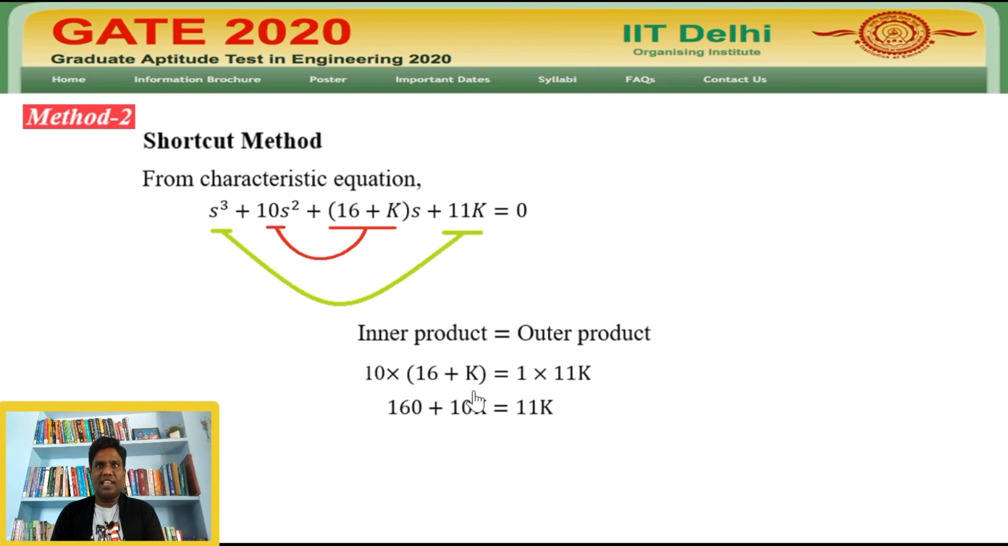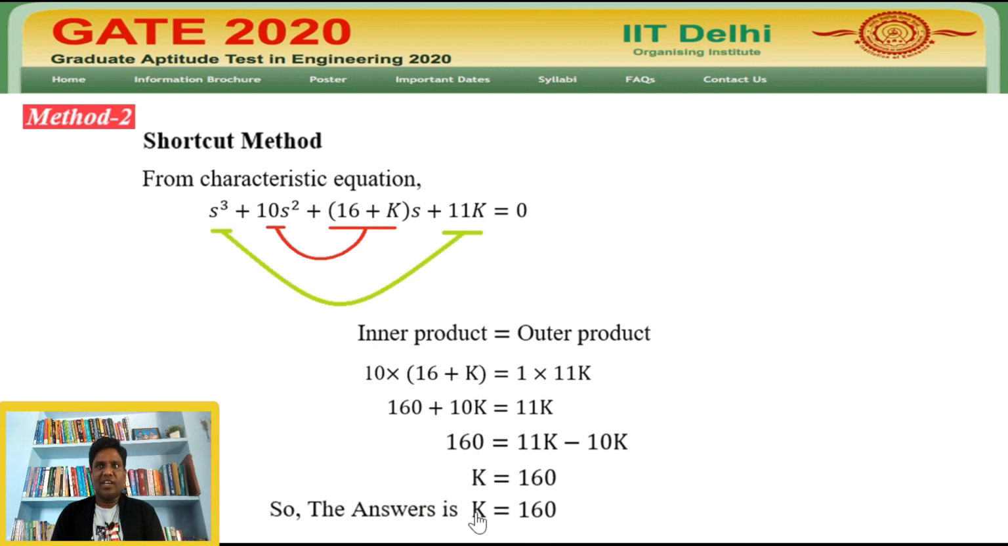Next, shift 10k to the right hand side, then the equation is 160 equal to 11k minus 10k. In the right hand side of this equation, 11k minus 10k is 1k. So finally k equal to 160, which means the system is marginally stable at k equal to 160. So the answer is k equal to 160. This is the required answer for this problem.